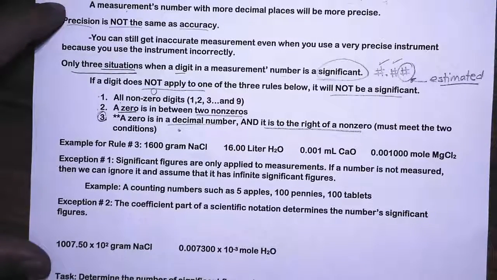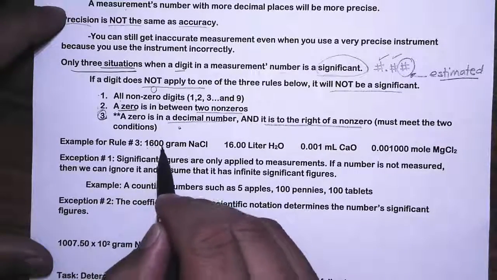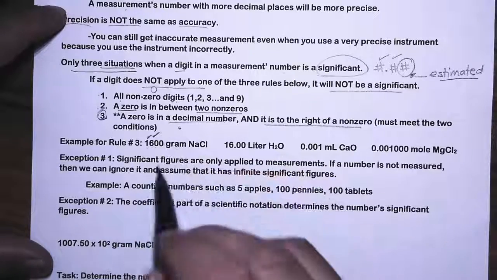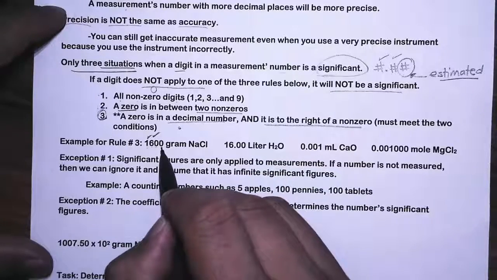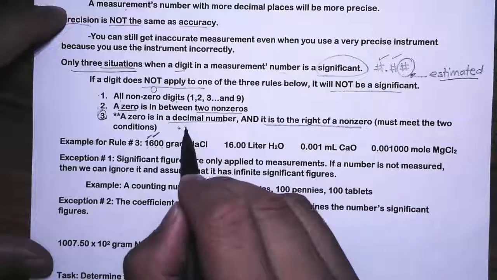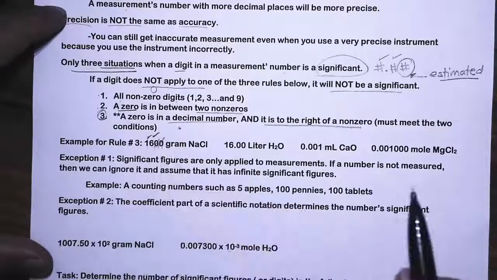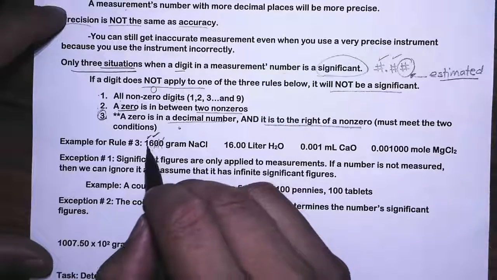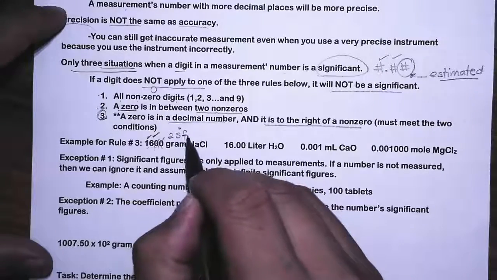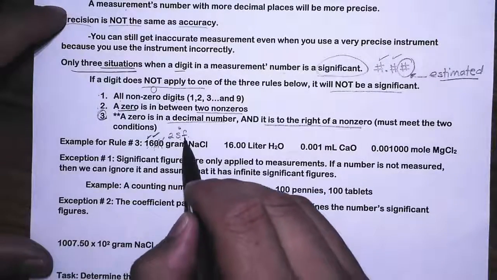Let's look at a specific example. Here I have 1600. These two digits are significant because they are non-zero. But look at these 0s. First of all, they are after a non-zero. But is this a decimal number? No. Therefore, these 0s are not significant. So how many sig figs do we have? We only have 2 sig figs. And SF is the abbreviation for significant figures.